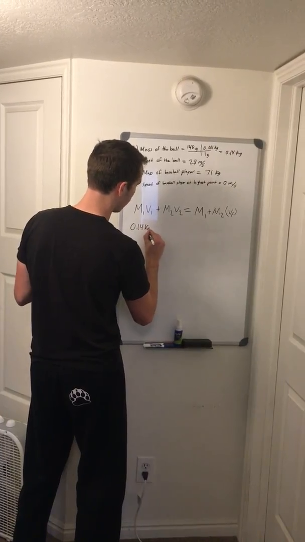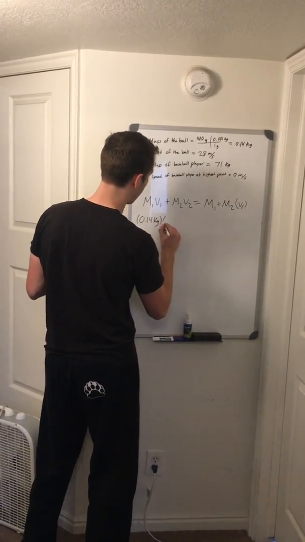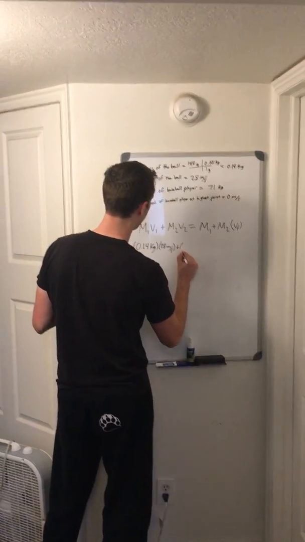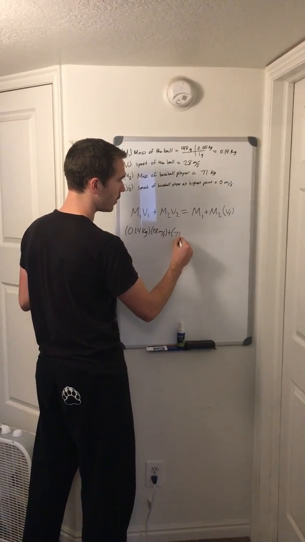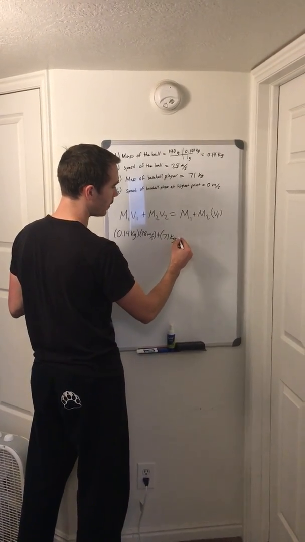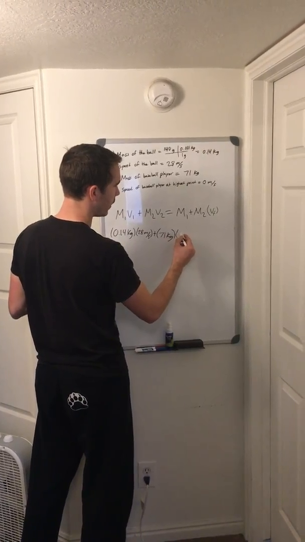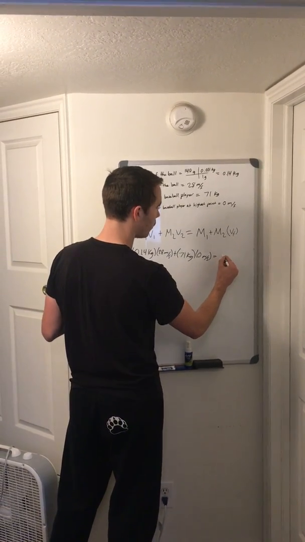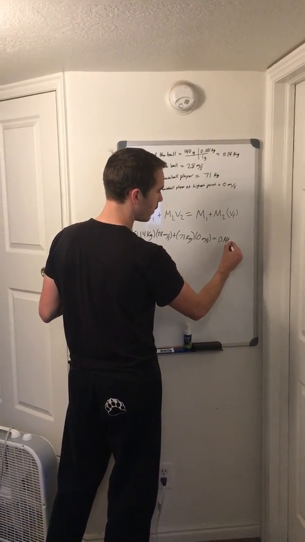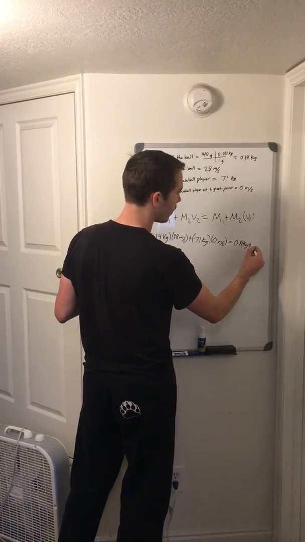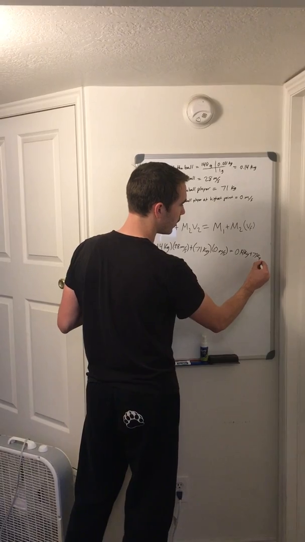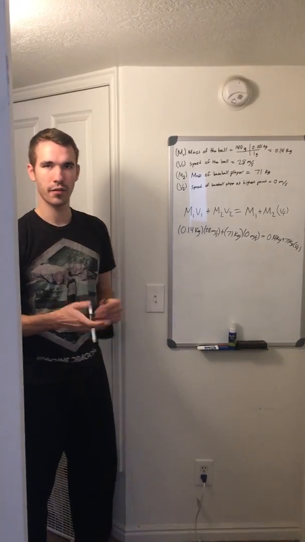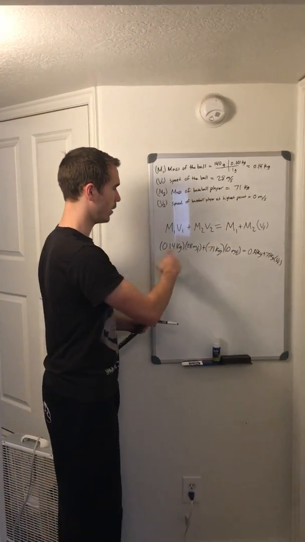So once we input the information we have, which is 0.14 kilograms times 28 meters per second plus 71 kilograms, which is the mass of the baseball player, times his speed at the highest point, equals the mass of the ball, which is 0.14, plus the mass of the baseball player times our final velocity. So at this point, we just need to solve for V.